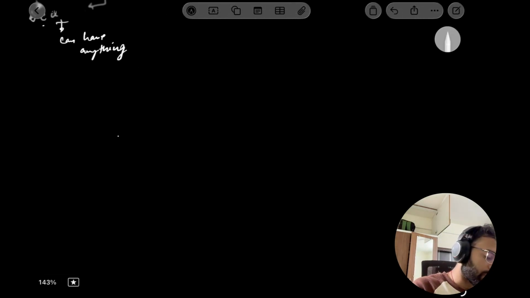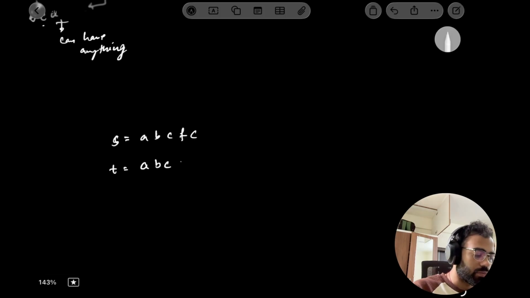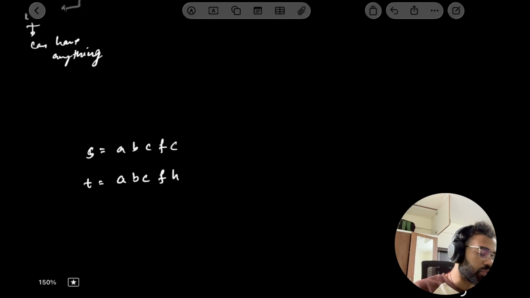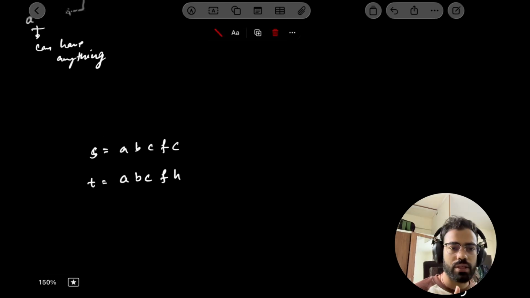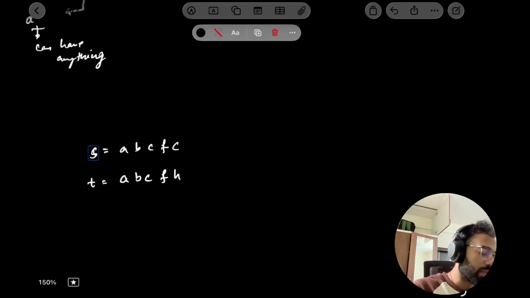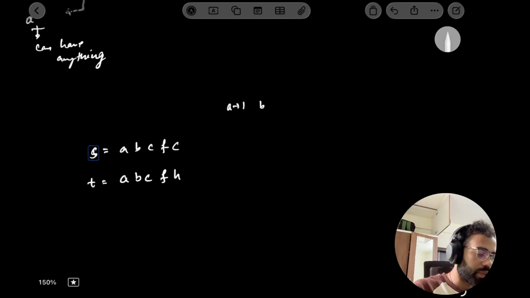So let's say your string s equals a, b, c, f, c, and your target equals a, b, c, f, h. This is the target. If you have these two, one step we have seen first is that we keep a bucket of characters. So a occurs one time, b occurs one time, c occurs two times, f occurs one time. This is the first step.